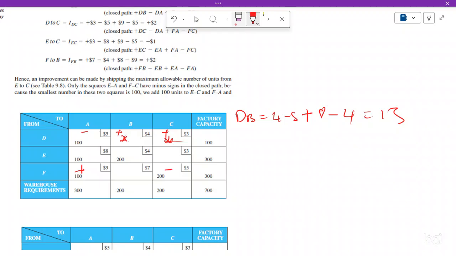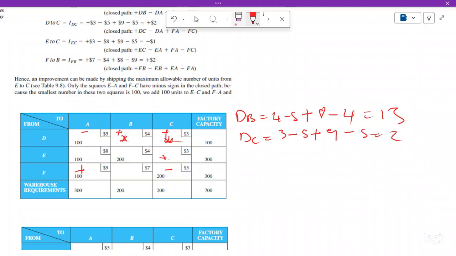Then it's going to become DC equals 3 minus 5 plus 9 minus 5 equals 3 minus 5 plus 9 minus 5, 2. This is not our solution. Then we come here.